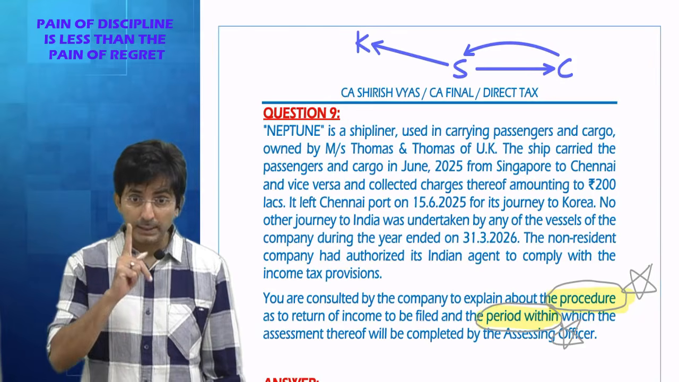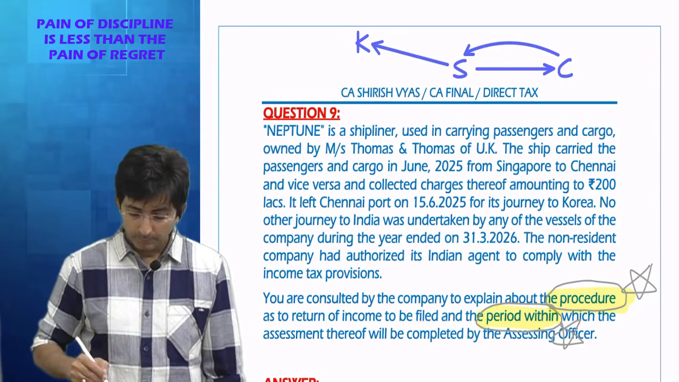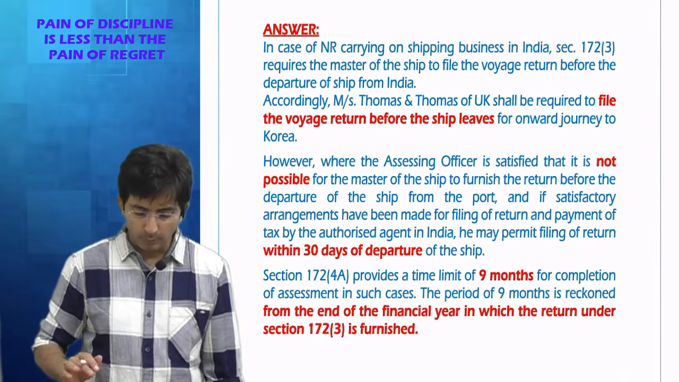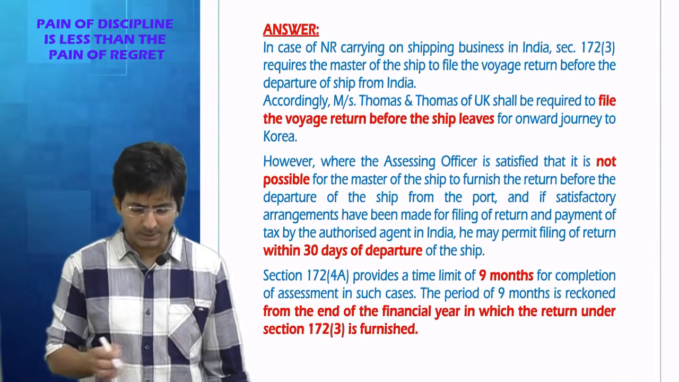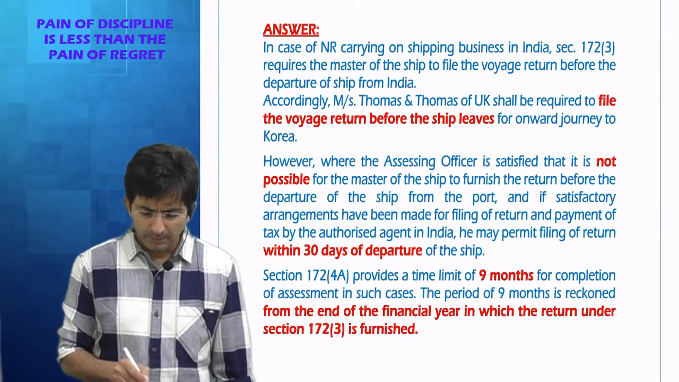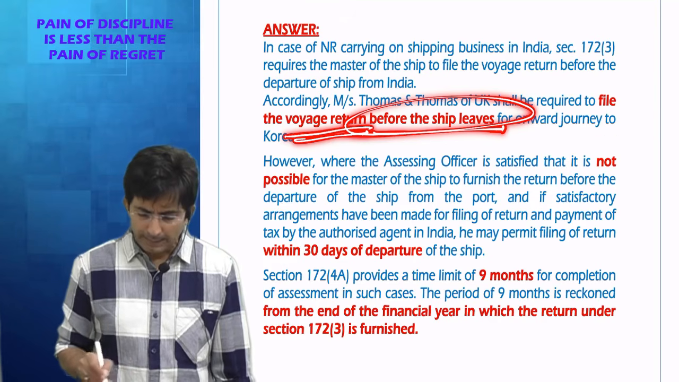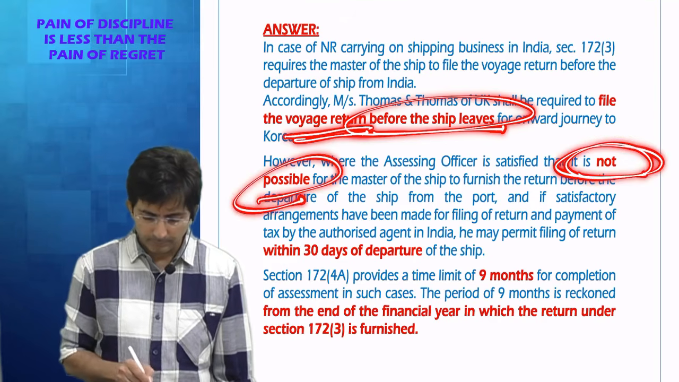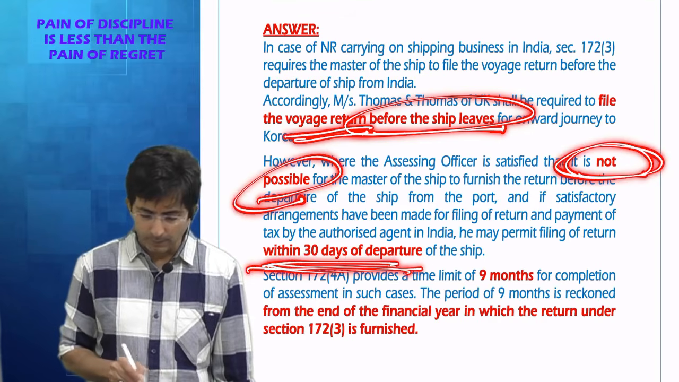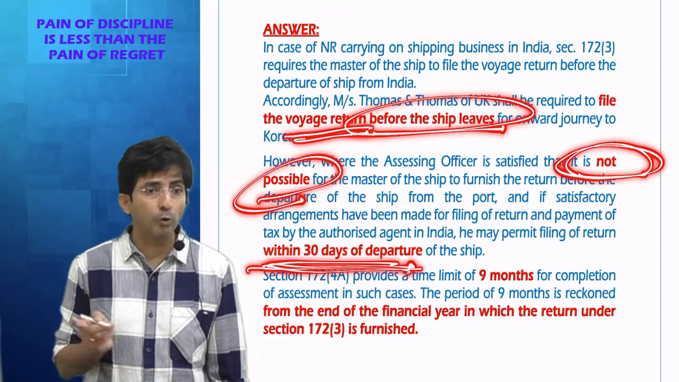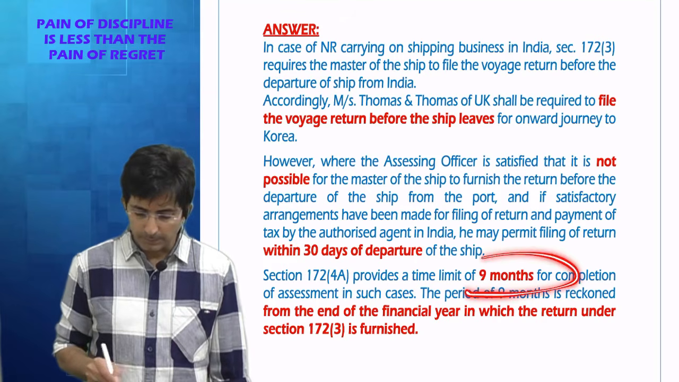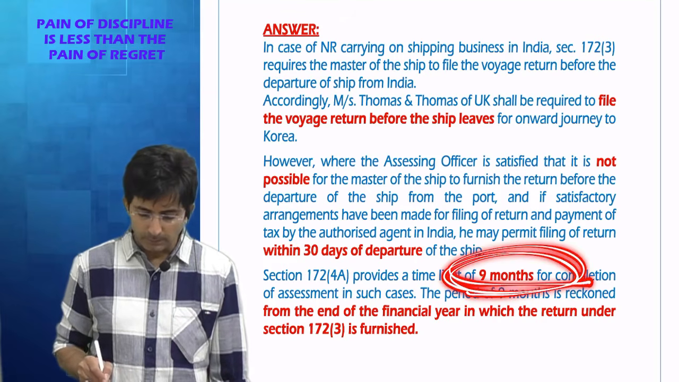So this question has come in a past paper. So I have to answer fully theoretically. See, I have given the answer. Just see the red things. Voyage return should be filed before the ship leaves. And if not possible, then within 30 days after departure it can be done, provided the AO permits. And assessment should be done within 9 months from the end of the year when the return is filed.